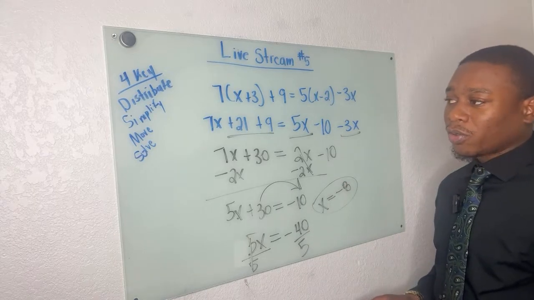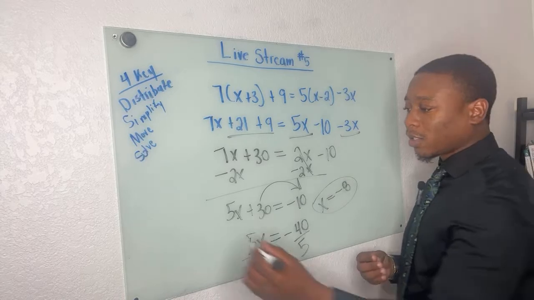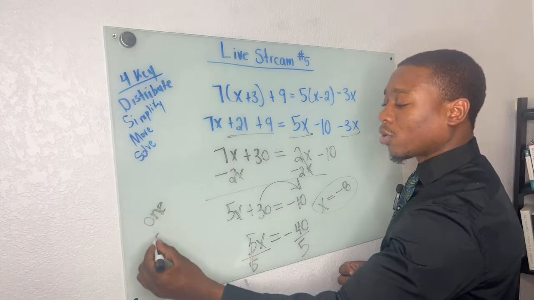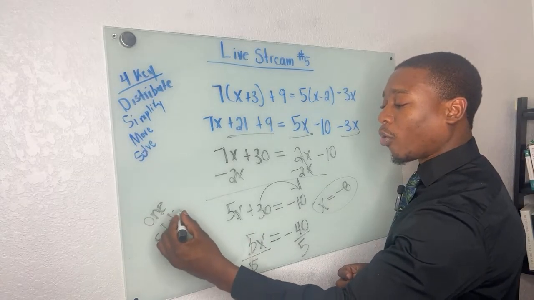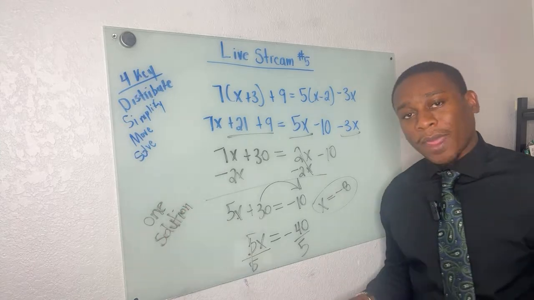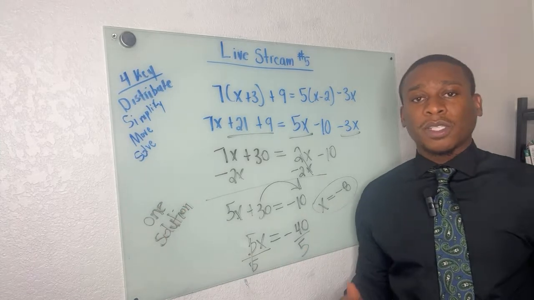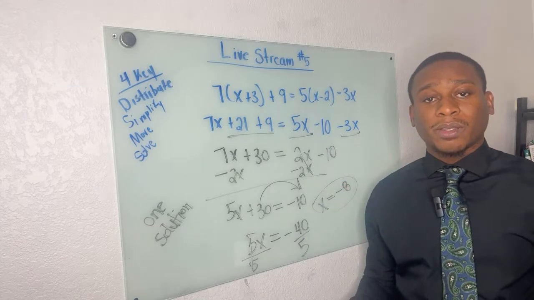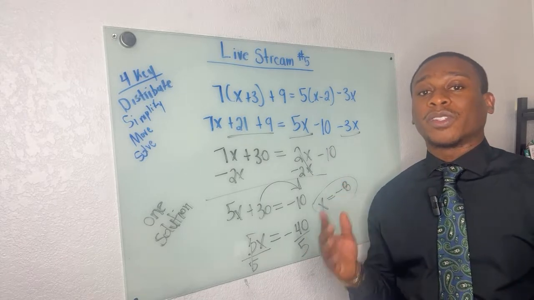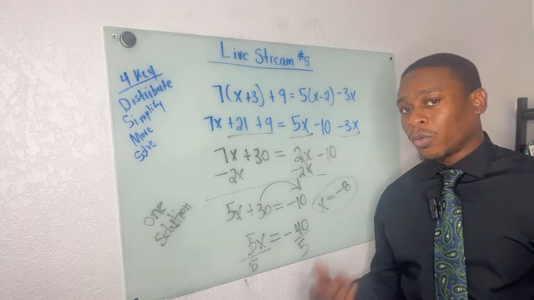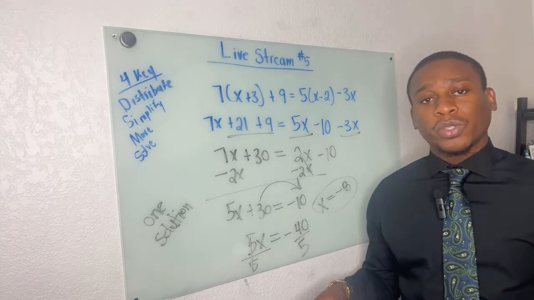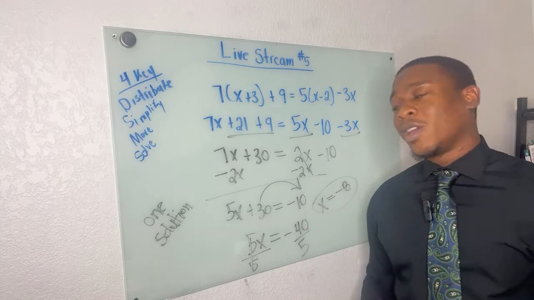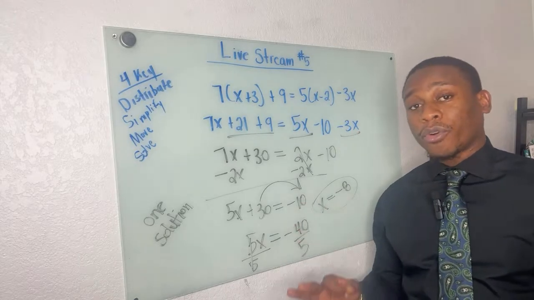So what type of solution is this? This is a one solution type of problem or equation. So that means when we solve this equation, there's only one number that is going to make this a true statement, right? Only one number could solve this equation. So far we went over no solution. We went over one solution. Now we're going to go into our third type.